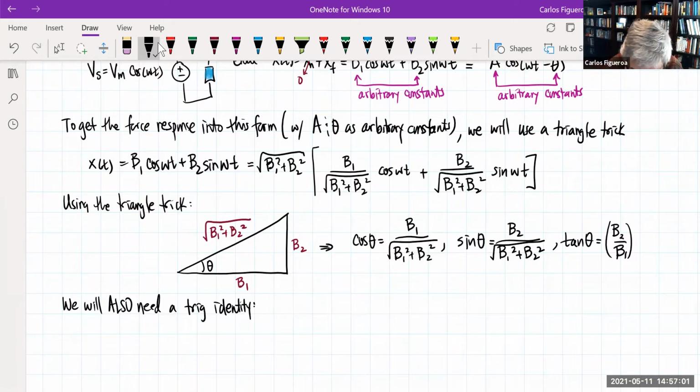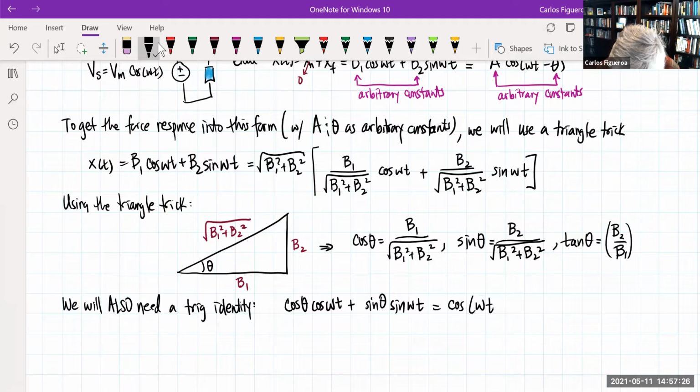And the trig identity that I want to use here is that I can write cosine of theta cosine omega t plus sine of theta times sine of omega t, and of course this is cosine of omega t minus theta. So you can see that I'm really close to doing this. I now have this trig identity, and I now have a solution that looks like this.